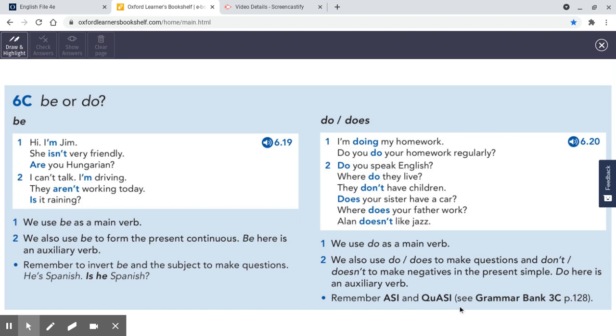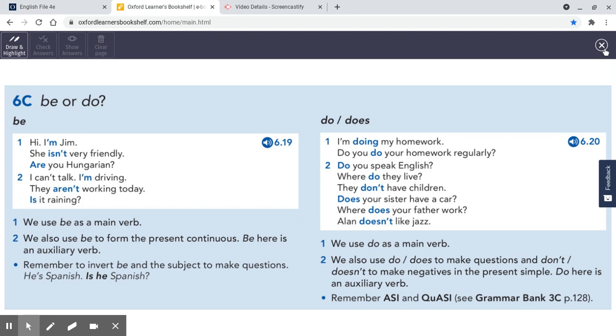Okay, forget that bit down the bottom. My goodness. Do you speak English? Where do they live? Are questions. They don't have children is negative. Does your sister have a car? Where does your father work? And Alan doesn't like jazz. Okay, that's a kind of music, isn't it?